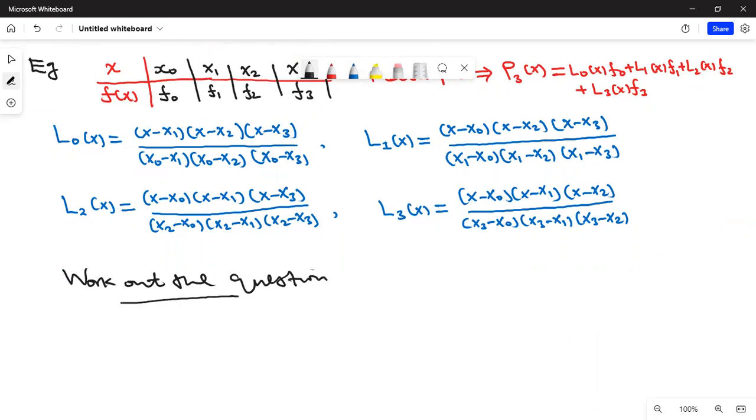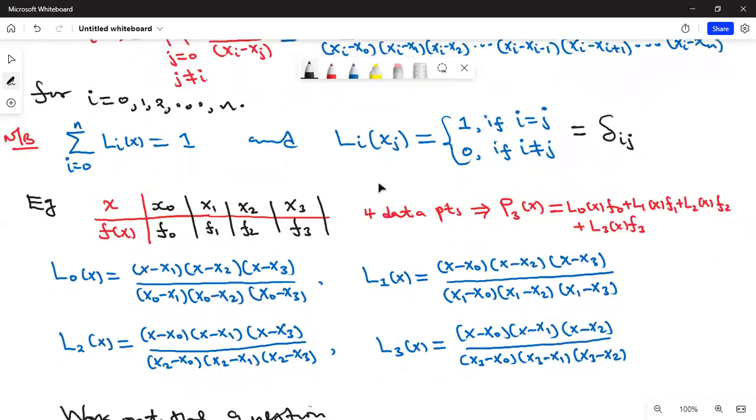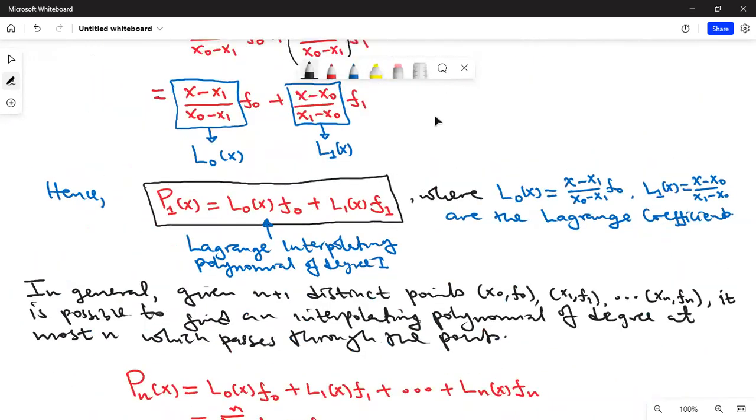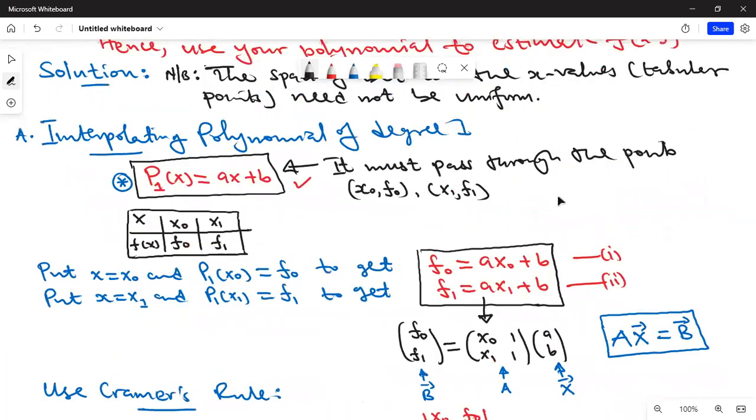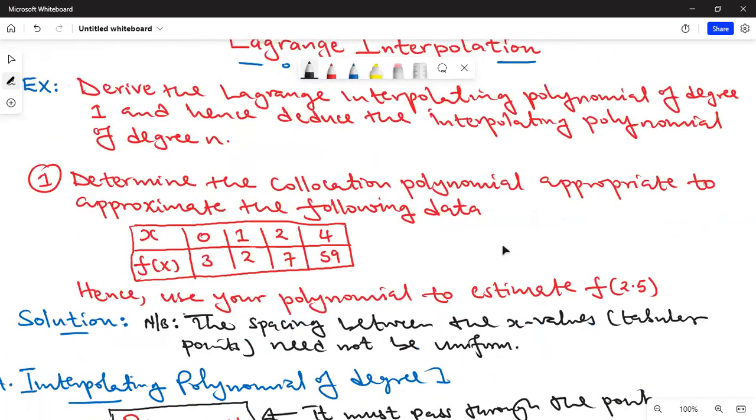Our question, we were given the table. Let me take you back to that table. We were given the table of x versus f of x. You are to obtain the polynomial appropriate to approximate the data and also estimate f of 2.5. So let's construct the polynomial for this table.